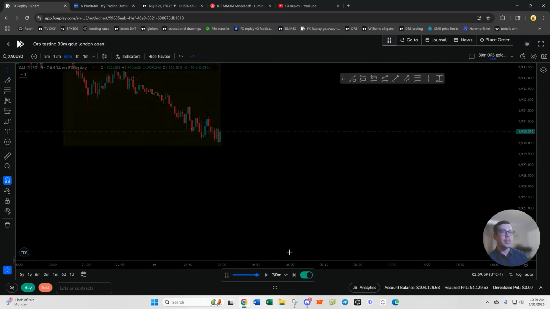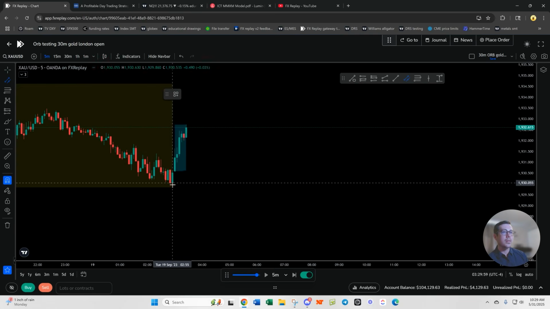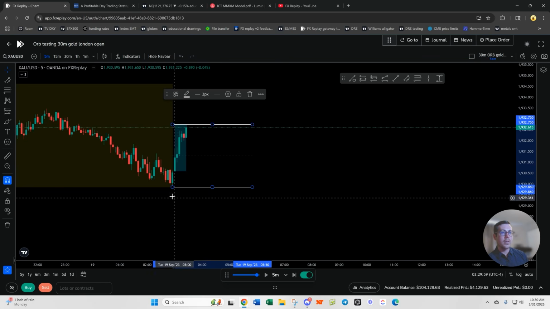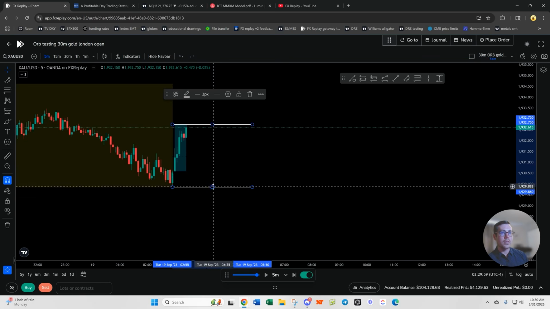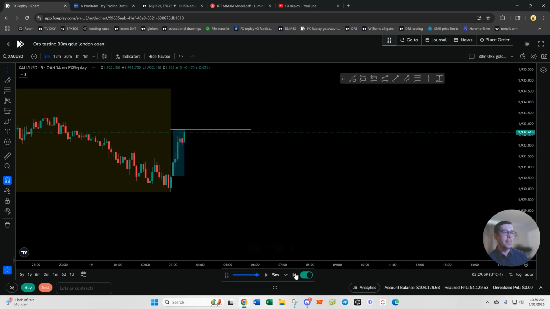So next day, 30-minute candle, play 1 forward. Okay, this is also a pretty big range, so we're going to have a pretty big stop loss on this one. We'll see what we can get. So first candle was, actually I went 1 candle too far. I need to start at the 3 a.m. candle, so a little smaller.